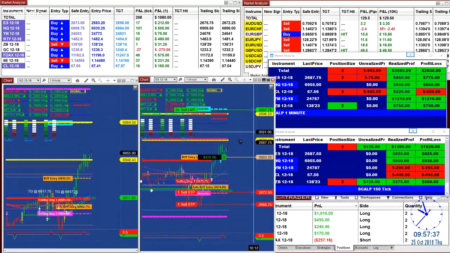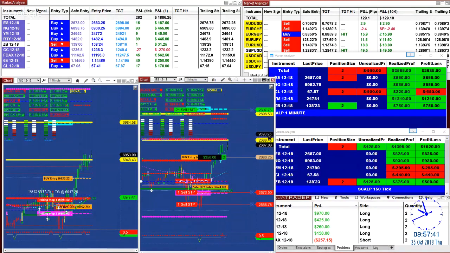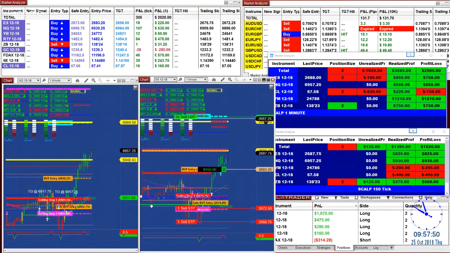We have a little problem right there because there is a resistance at 88.50. Hopefully we can break it. Once we break it, then we're going to be dealing with the 695 level. So this is the ES situation, and we are going to analyze the other systems we have.